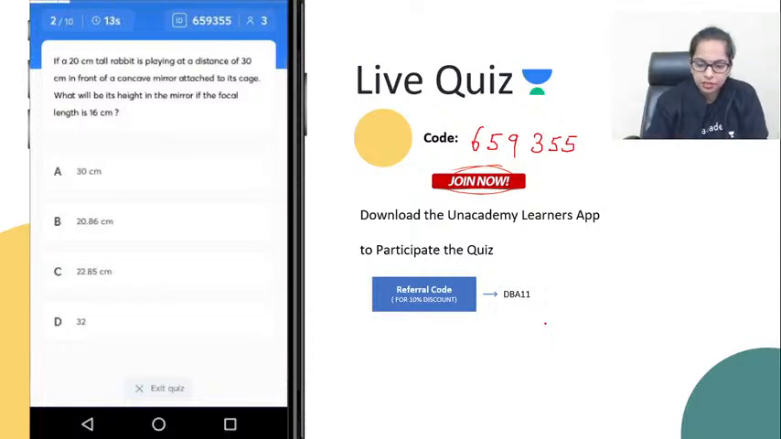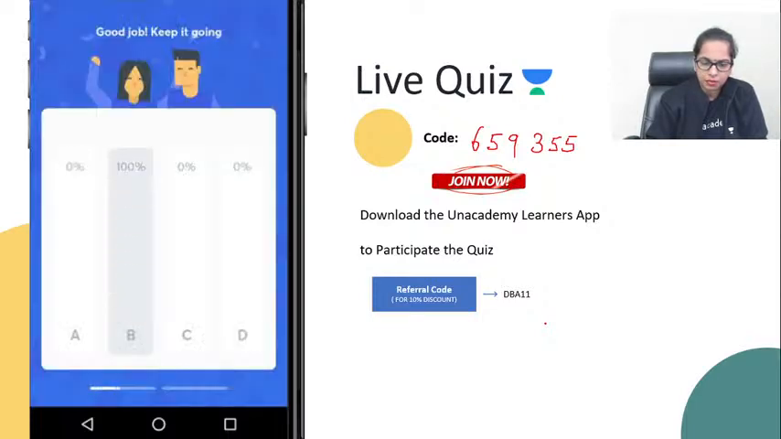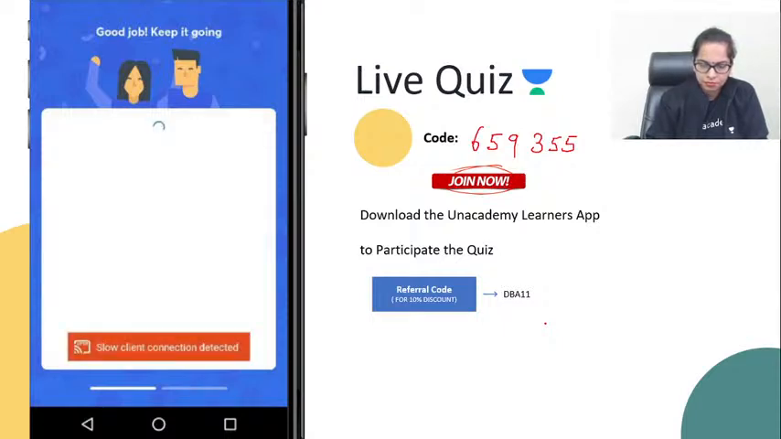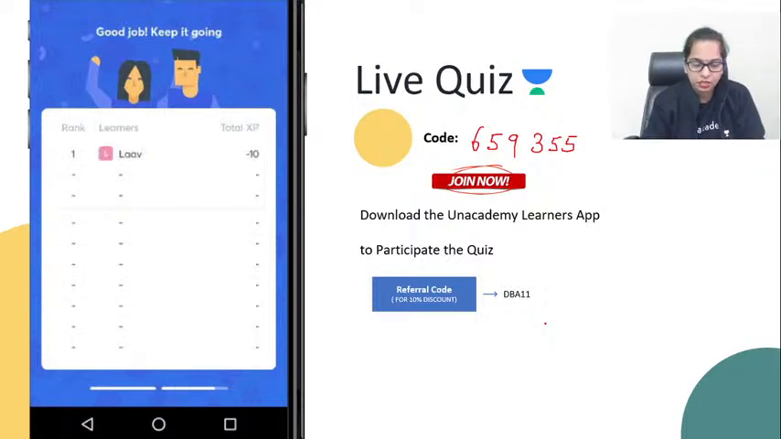If a 20 centimeters tall rabbit is playing at a distance of 30 centimeters in front of a concave mirror attached to its cage, what will be the height of the image if the focal length is 16 centimeters? Okay, mark the answer. It's just 20 seconds. Next time we'll increase the time. Yeah, B has been marked by maximum people. Actually time cannot be increased right now. Next time I'll check if we can increase it or not.